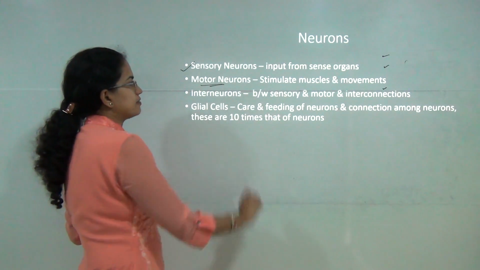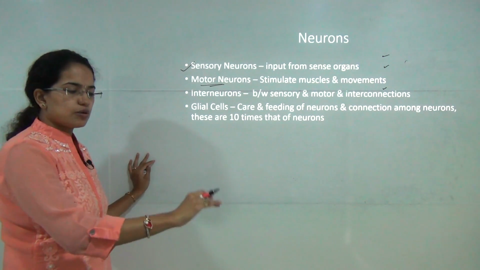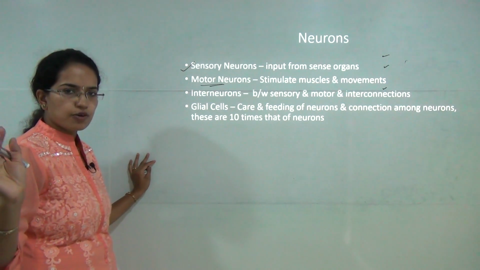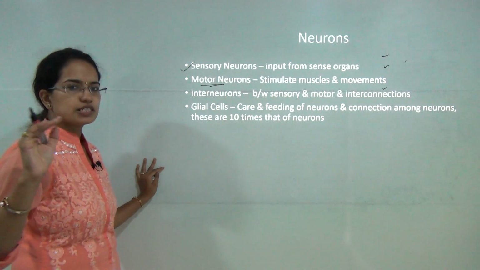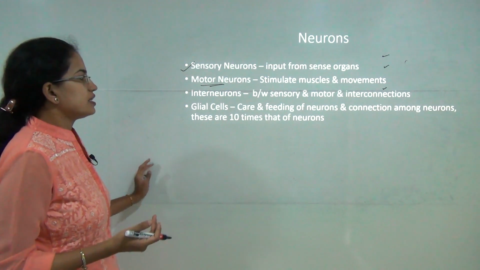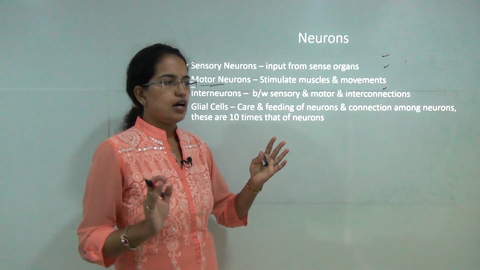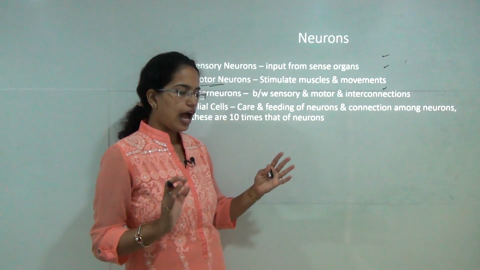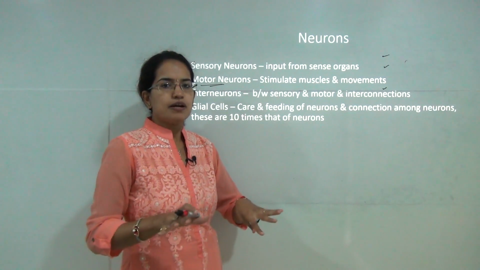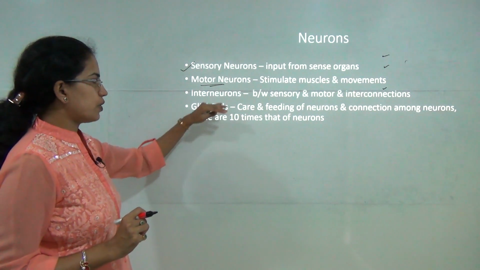On the other hand, motor neurons stimulate the muscles and movement. So, when my finger is pricked, I move my finger away from the pin. That response is generated by a motor neuron. Then there are neurons in between which connect the sensory and the motor neurons, and they have a web which is known as interconnection, and those are known as interneurons.